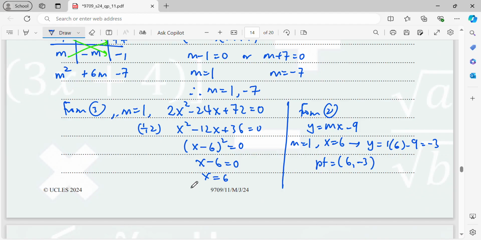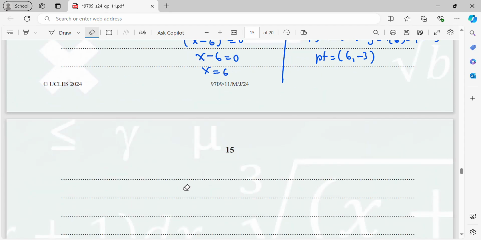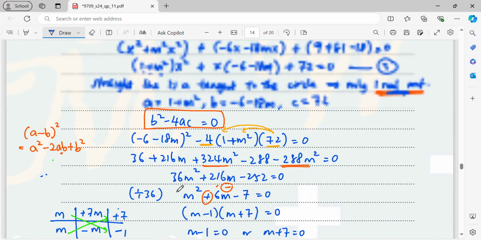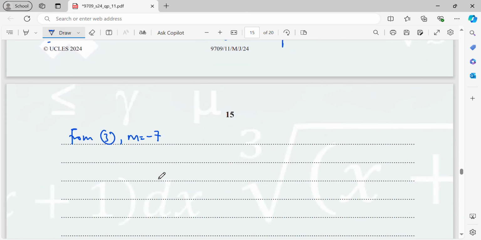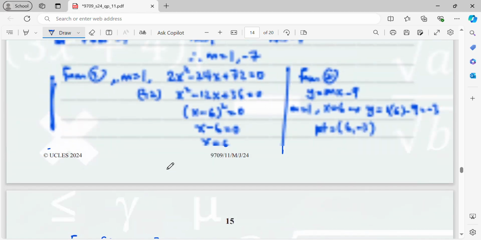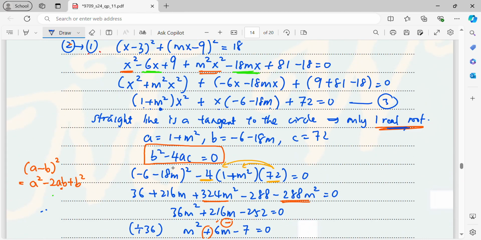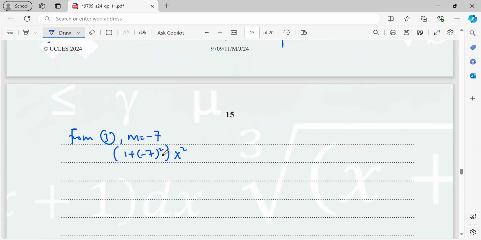Okay, repeat all these steps for m equals minus 7. So now again, from the third equation, m equals minus 7. So go back to the third equation. When your m equals minus 7, I will write 1 plus minus 7 squared, x squared. And then x times minus 6 minus 18m. So x times minus 6 minus 18, my m is minus 7. Then plus 72 equals 0.